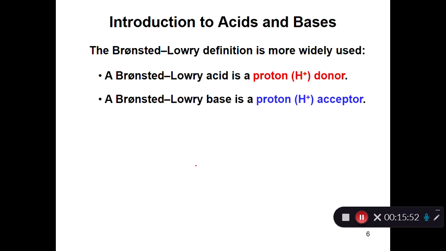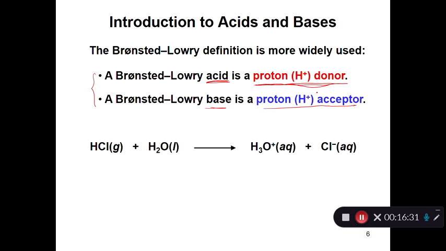Next definition or next theory, we call that Bronsted-Lowry theory. Please memorize these definitions. Bronsted-Lowry acid has this basic definition: chemicals that are proton donors, and bases are chemicals that are proton acceptors. So two definitions should be memorized in this chapter. Bronsted-Lowry theory says we have these two definitions. For acids, they are proton donors, and bases, they are proton acceptors.